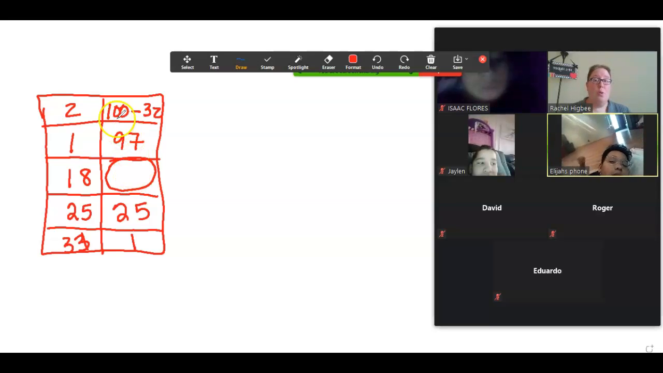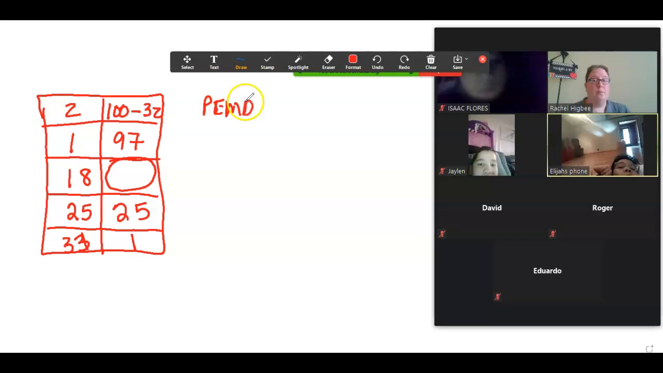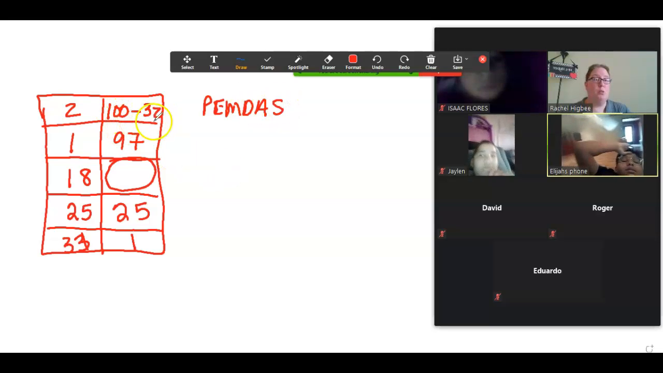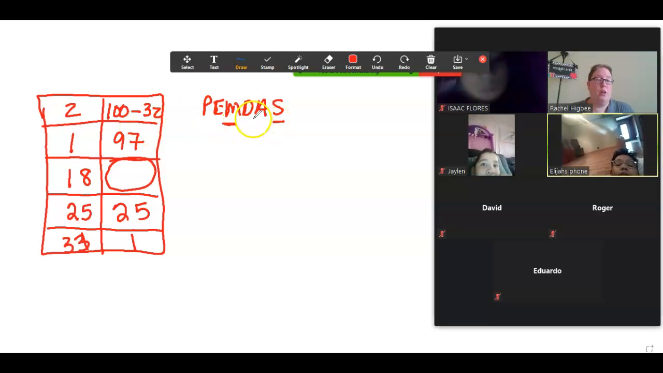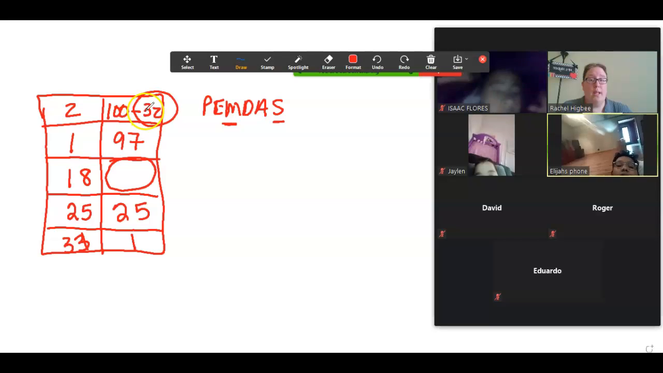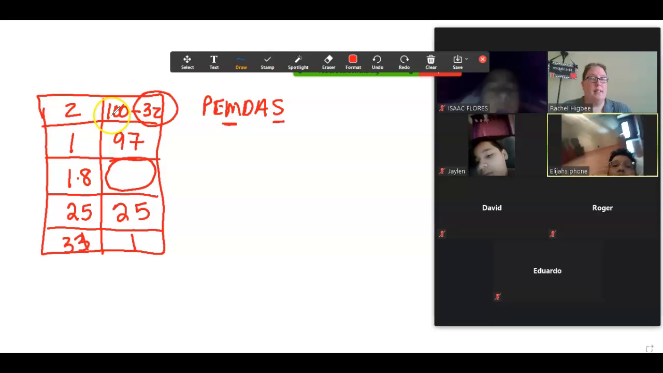Okay, so this is a 2-step problem. So if you remember PEMDAS, okay, I see that there's subtraction, and then this means multiplication. So multiplication, subtraction, which one goes first? Multiplication, right? So I have to do this part first. So 3 times my z first, and then subtract that from 100.